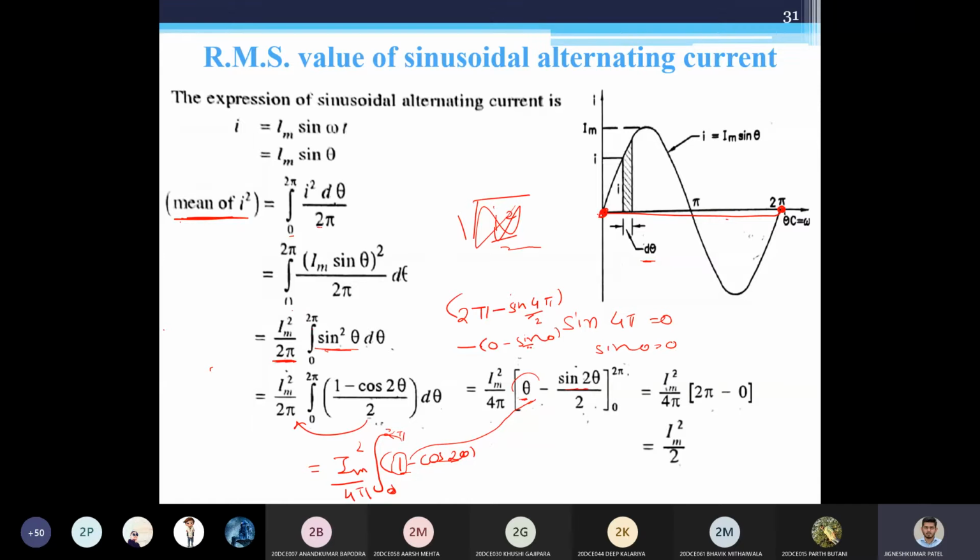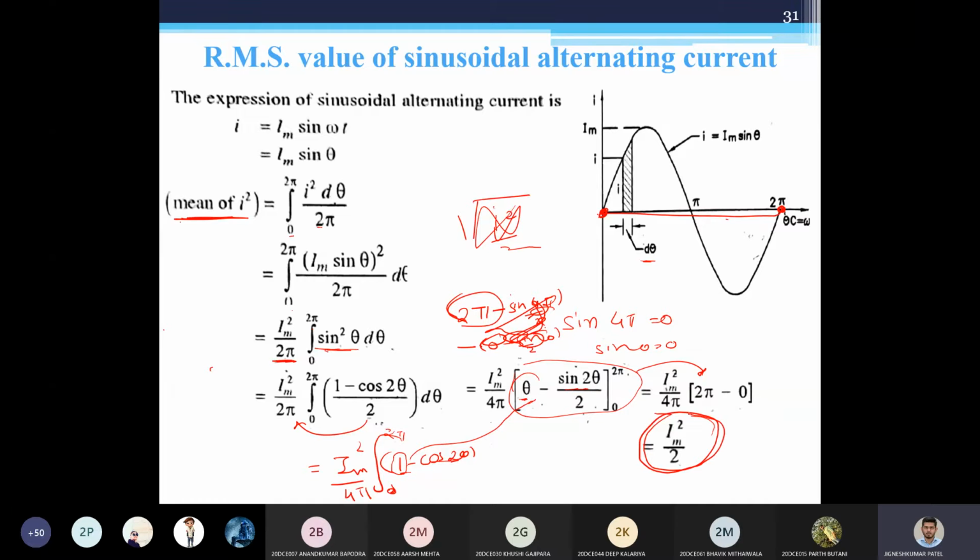The division by 2 is present, but as it is 0 divided by 2, it won't matter. This value is 0, this value is 0, and everything is 0. Only we'll get 2 pi. So Im square divided by 4 pi was the common term, and the simplification of this term is 2 pi minus 0, or you can say directly 2 pi, where the 2 would cancel out, pi will cancel out, and finally we get Im square divided by 2.